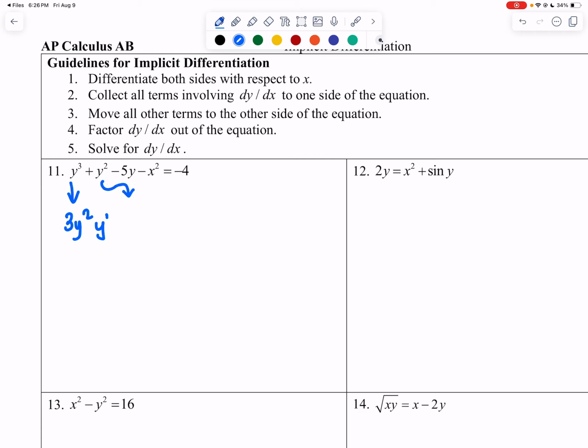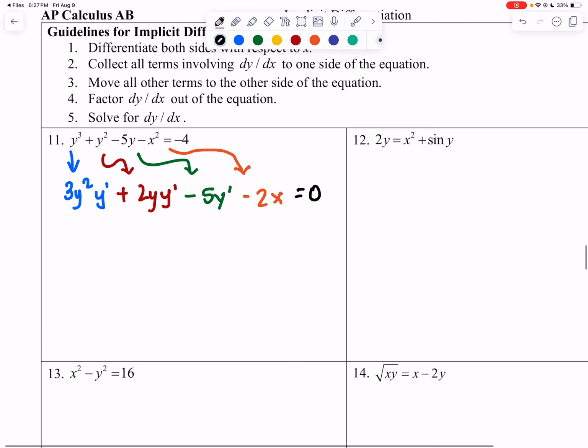Same thing here with y squared. I'm going to take the derivative of that. So that's going to be 2y, and then y prime. The derivative of -5y is just going to be -5y prime. And then we have the -2x, because that is my derivative for -x squared. And the derivative of -4 is just going to be 0, so I'm going to have equal to 0.